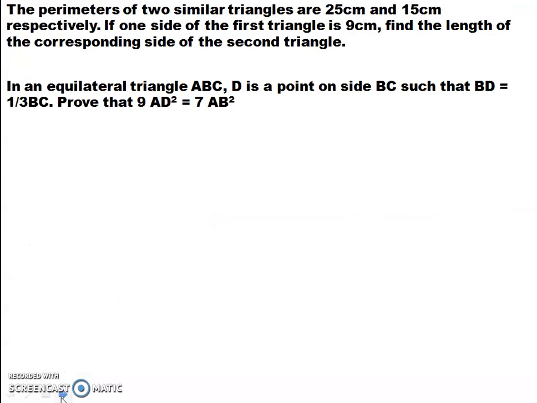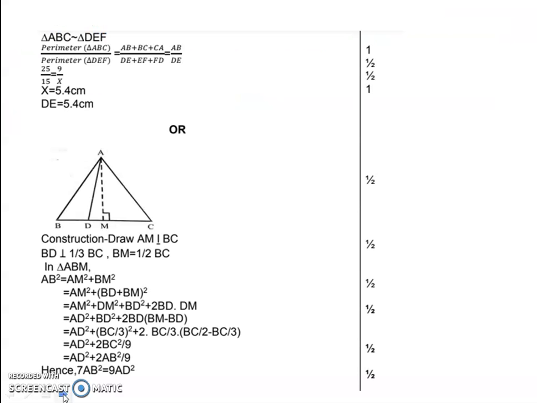The perimeters of two similar triangles are 25 cm and 15 cm respectively. If one side of the first triangle is 9 cm, find the length of the corresponding side of the second triangle. Students, for this you have an equation. Do you remember that? If two triangles are similar, the ratio of the perimeters is (AB plus BC plus CA) by (DE plus EF plus FD), which is equal to AB by DE, equal to 25 by 15, equal to 9 by x. Solving this, you will get x is equal to 5.4, that is, DE is equal to 5.4.